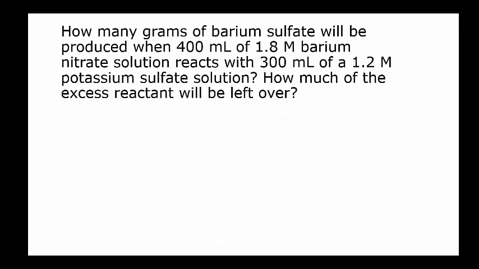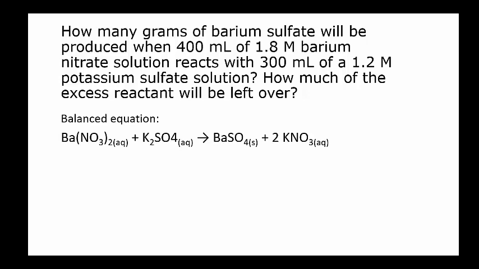How many grams of barium sulfate will be produced when 400 milliliters of 1.8 molar barium nitrate solution reacts with 300 milliliters of a 1.2 molar potassium sulfate solution? How much of the excess reactant will be left over? So right now what you need to do is write the balanced chemical equation. And this is what you should have gotten.